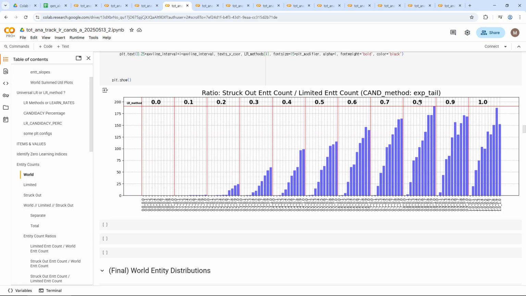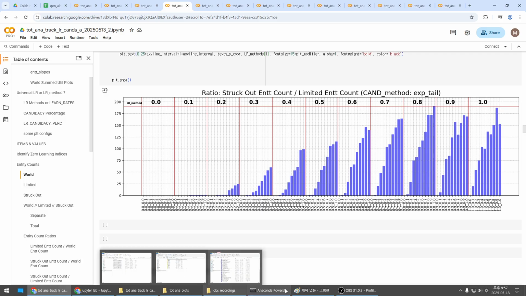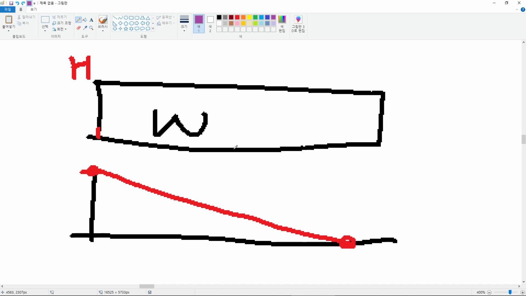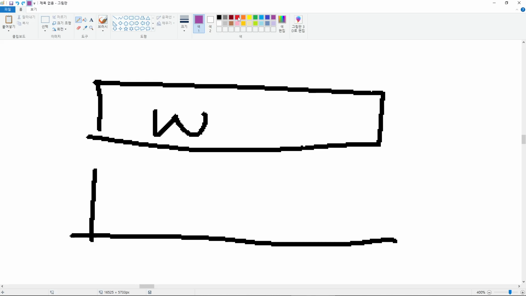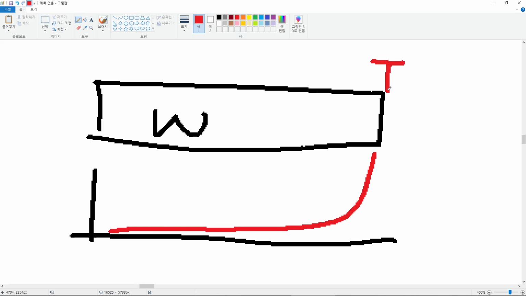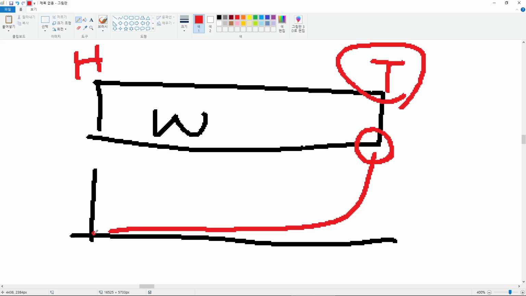And this is where the candidate method is exponential tail, meaning that the candidates for learning will be chosen while following a distribution like this. That's too generous. Something like this. This is tail, this is head. So the tail entity is far more likely to be chosen than the head entity.